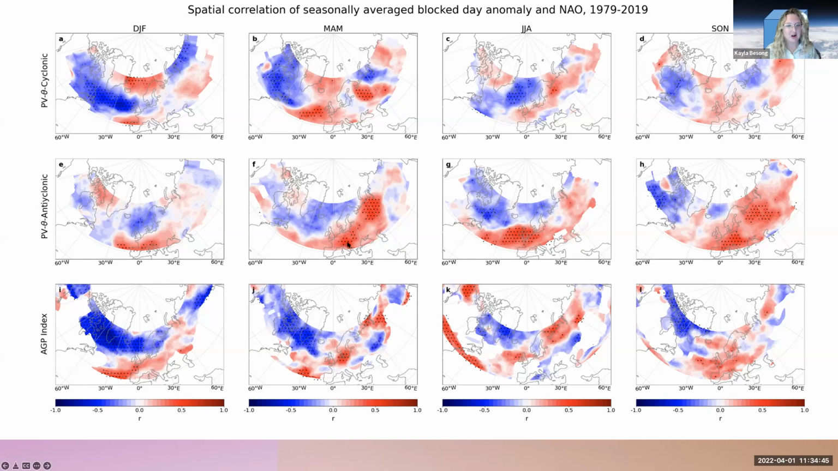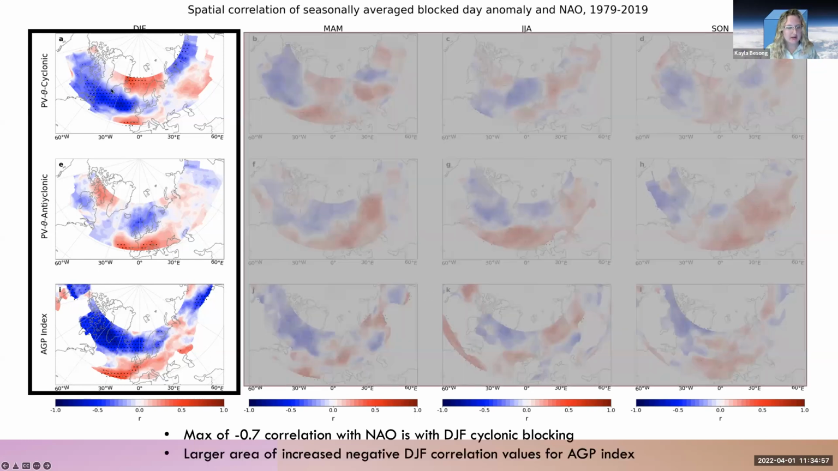We have our columns, our seasons, we have our PV theta cyclonic, PV theta anticyclonic, and our AGP index in the last row. Okay, first let's talk about the DJF case, because I finally found my high correlation with DJF cyclonic blocking in the negative NAO. And it is right here where my mouse is, very small, the size of one of these dots. And so it's a very small region where this correlation is happening.